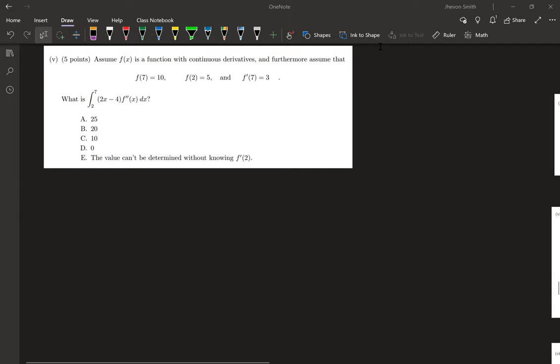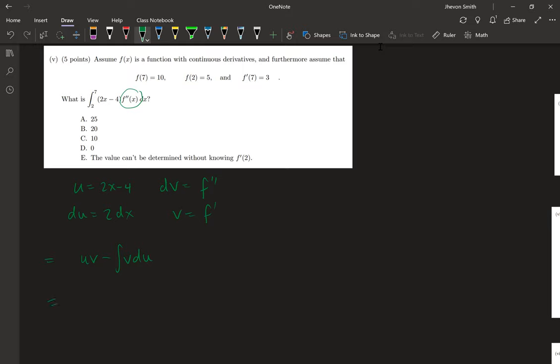I do not know. I'm working this out in real time, just like you guys. So let's actually see what we have here. Of course, there is a double prime in the integrand, so I'm thinking integration by parts, right? I would do u equals 2x minus 4, my dv would be the f double prime, so my du would be 2 dx, and my v would be f prime. And so I would go with u times v minus the integral of v du.